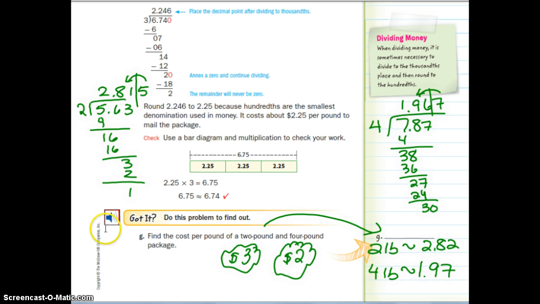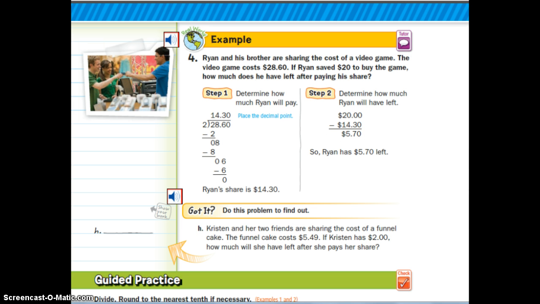So, turn the page, let's keep going. Ryan and his brother are sharing the cost of a video game. The video game costs $28.60. If Ryan saves $20 to buy the game, how much does he have left after paying his share?